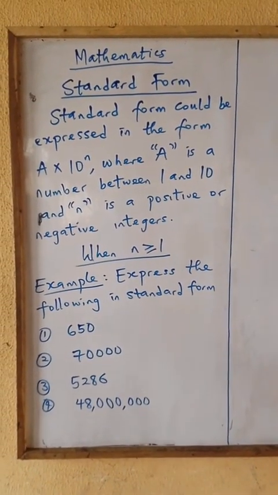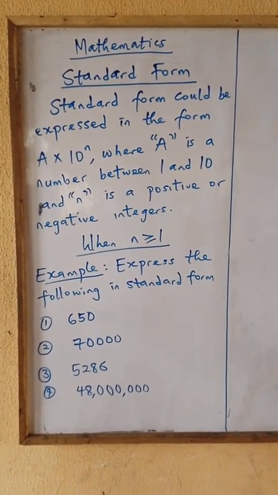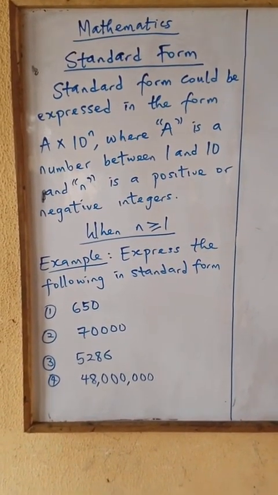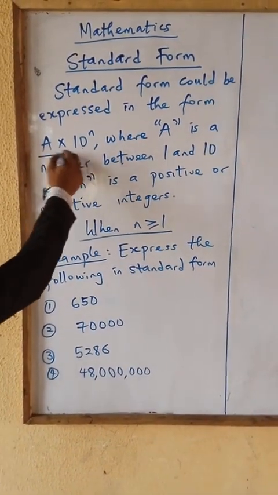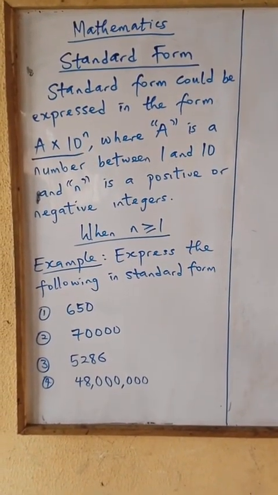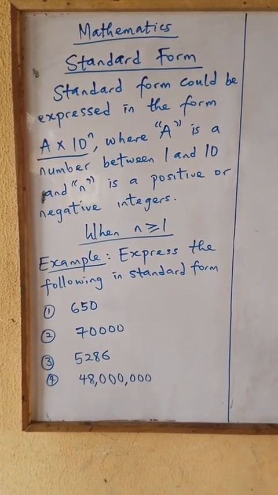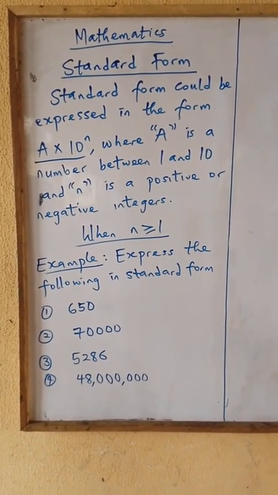You are welcome to today's class, and the topic that we'll be considering today is standard form. Standard form could be expressed in the form a times 10 raised to power n, where a is a number between 1 and 10, and n could be a positive or negative integer.